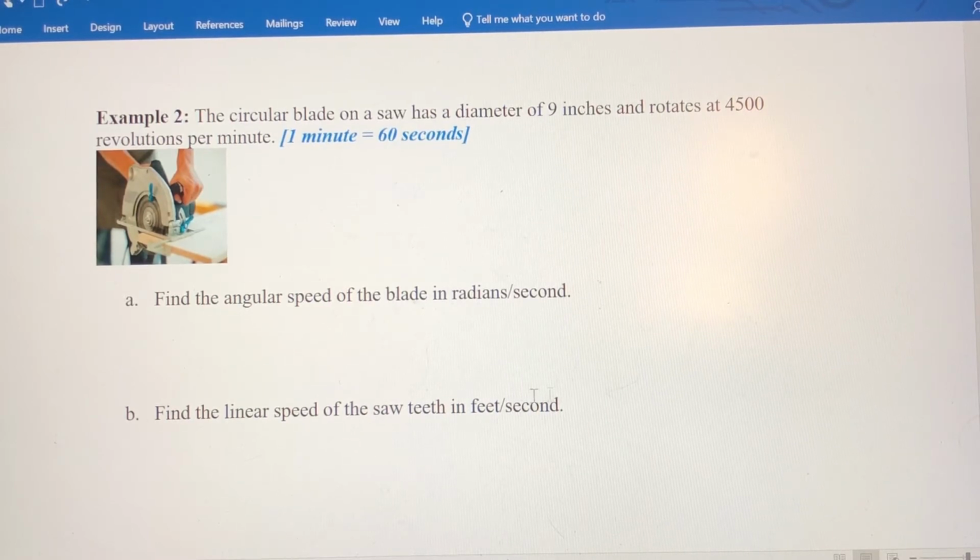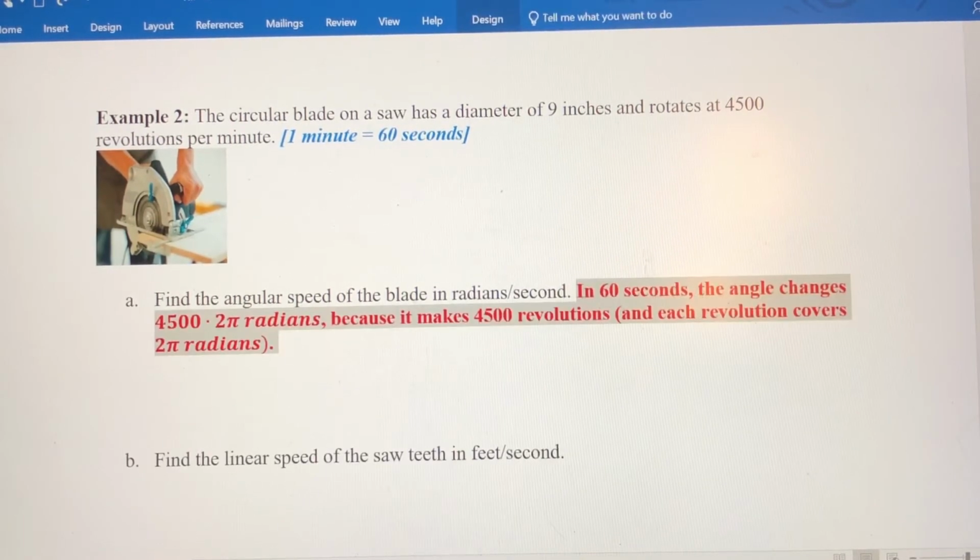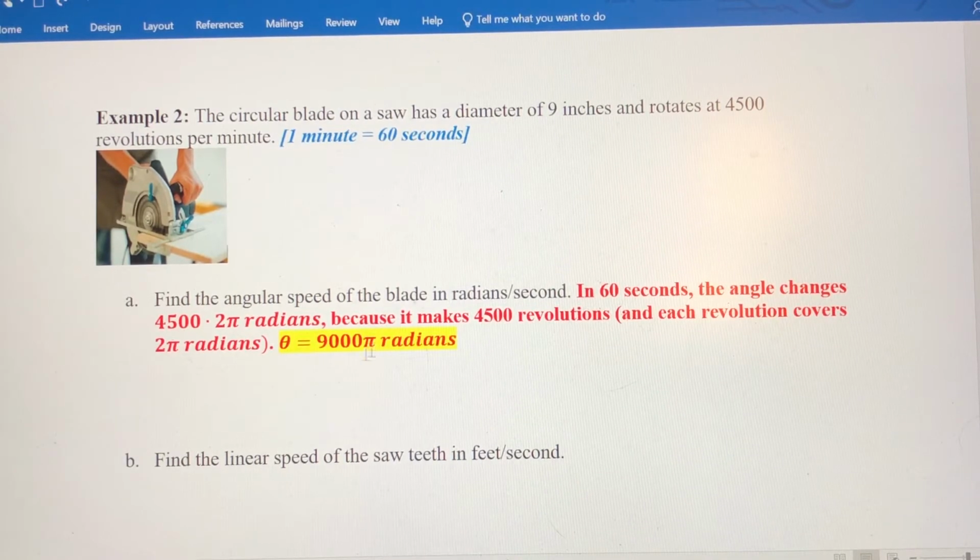So find the angular speed. First, I need to know what the angle is. In 60 seconds, the angle changes 4,500 times 2 pi radians. The reason is that the saw makes 4,500 revolutions per 1 minute, and 1 minute is 60 seconds. Because the saw is making 4,500 revolutions every 60 seconds, we multiply 4,500 times 2 pi, which gives 9,000 pi radians as the angle we're dealing with.